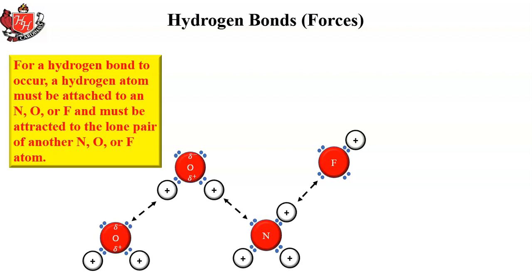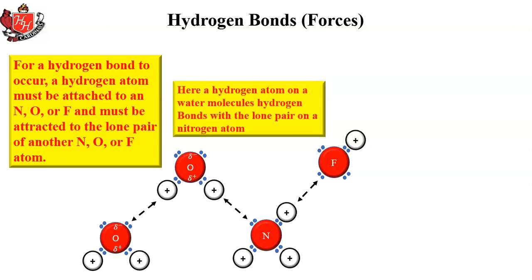So the two molecules on the left are water. The one down at the bottom in the center is ammonia. It's got a nitrogen as its central atom and three hydrogens around it, NH3. And the one up above on the upper right is hydrofluoric acid. And so you can see that's a fluorine with one hydrogen attached to it. So for a hydrogen bond to occur, a hydrogen atom must be attached to a nitrogen, oxygen, or fluorine and must be attracted to the lone pair of another nitrogen, oxygen, or fluorine atom.